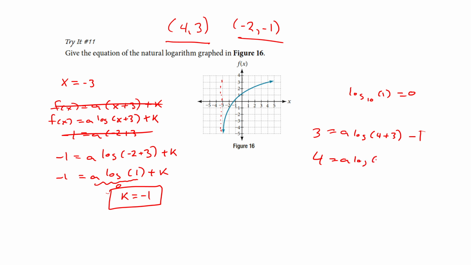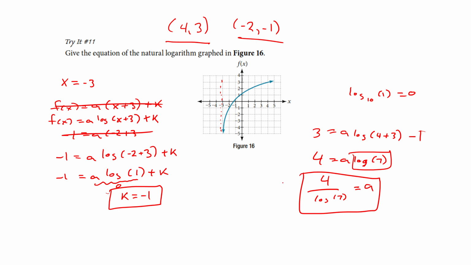Let me tidy up here. So I've really got log of 7, which is a number. You could turn it into the number, but we tend to leave it in higher math. So to solve this for a, if this is a number, I would divide it over to the other side. Okay, so a is 4 divided by the log of 7.